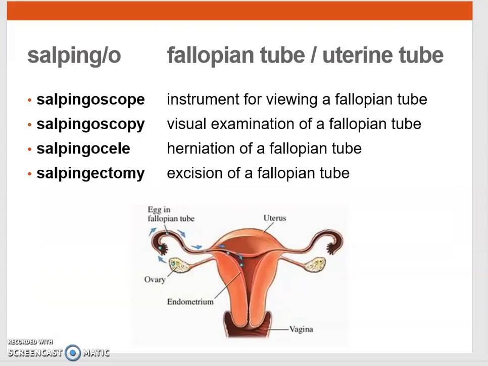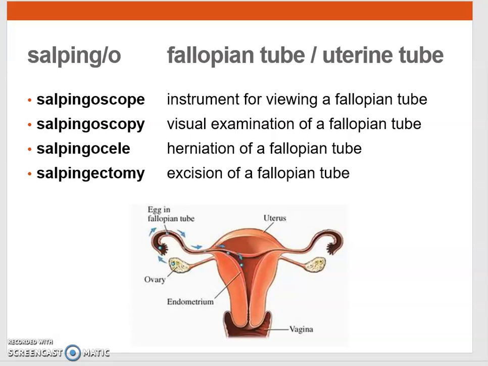Okay, we mentioned fallopian tubes before. Those fallopian tubes that you see here depicted in the drawing accept the ovum as it's being released from the ovary, and their job is to use those finger-like protrusions at the end to pull that ovum into the fallopian tube via peristaltic contractions, and move it into the uterus where it can embed into the endometrial lining and be available for fertilization. So our combining form for fallopian tube, which are sometimes called uterine tubes, is salpingo. Salpingoscopy is an instrument for viewing a fallopian tube.